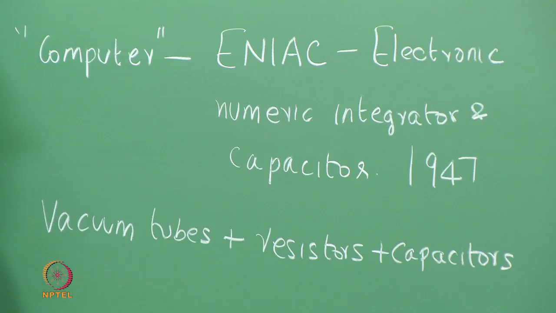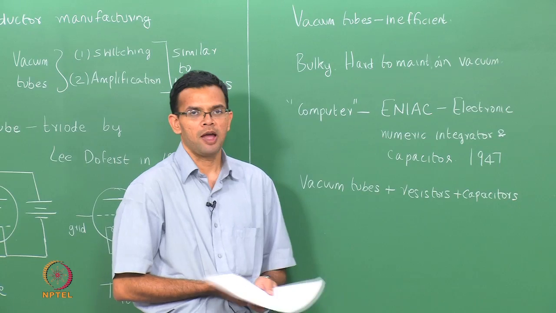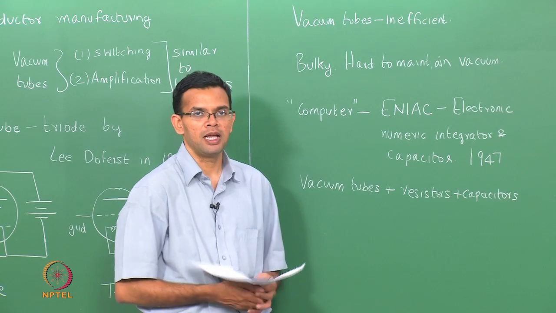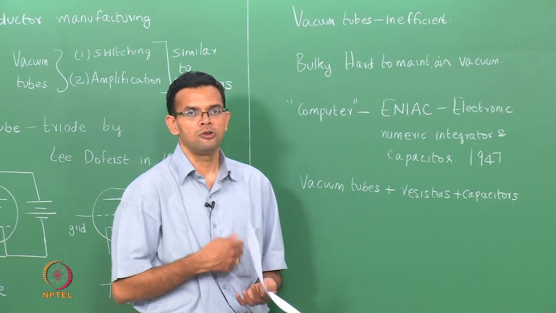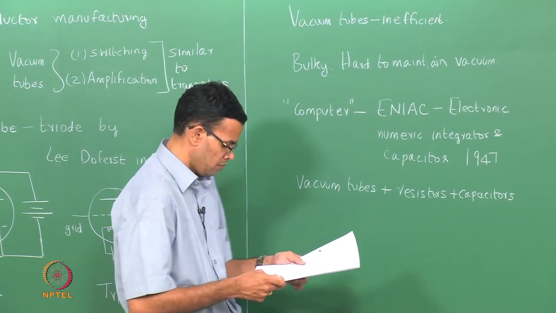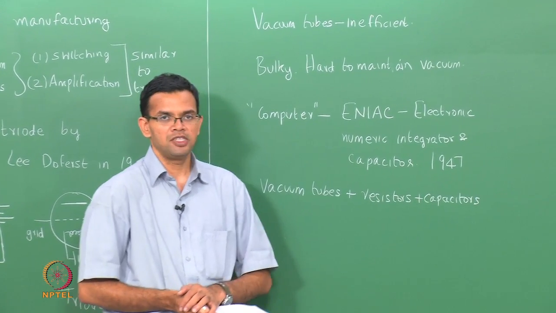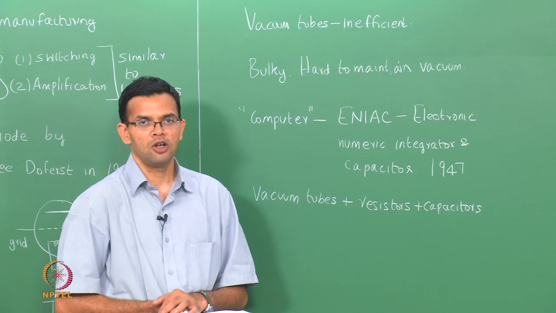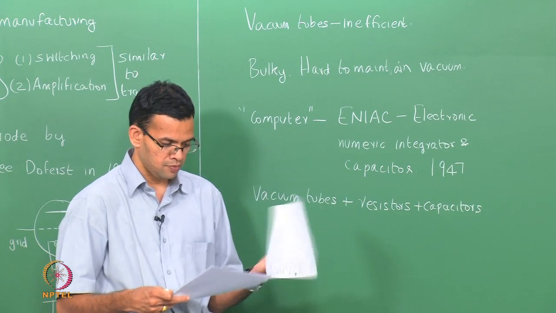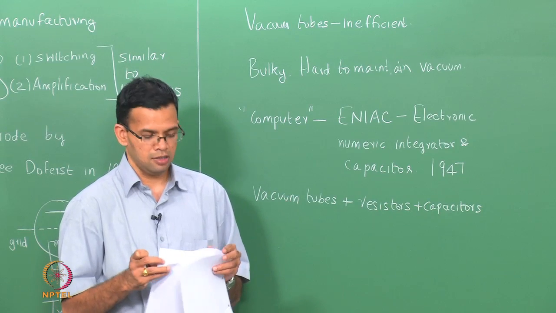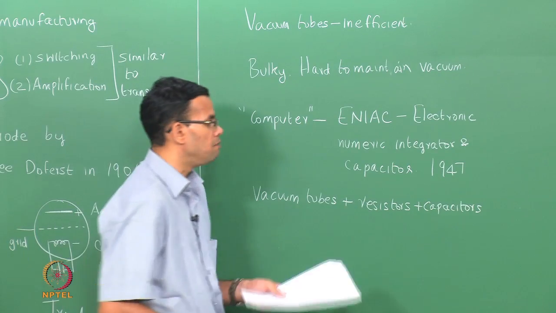The ENIAC was capable of numerical calculations. But because it was built out of vacuum tubes, it was huge and bulky. The computer would occupy a large room and would also require a tremendous amount of power in order to run it. To reduce the size of these devices, we need to replace these vacuum tubes with solid state devices. The first solid state transistor was built in Bell Labs.